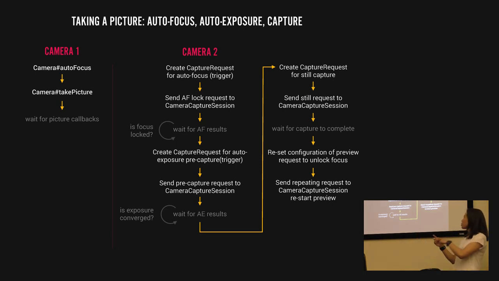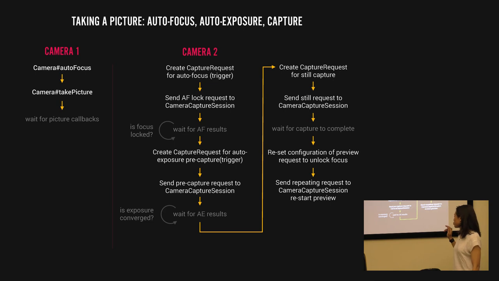All right, so usually when you take a picture, you do autofocus, and you also have auto exposure. Now, auto exposure in Camera 1 is basically up in that black box. You don't have to worry about it. Just turn it on or turn it off. For Camera 2, you actually need to trigger what is called pre-capture. When a camera goes through its auto exposure algorithm, it has to do what's called metering. That's reading the light levels and determining the good values to get a good picture out of those settings.